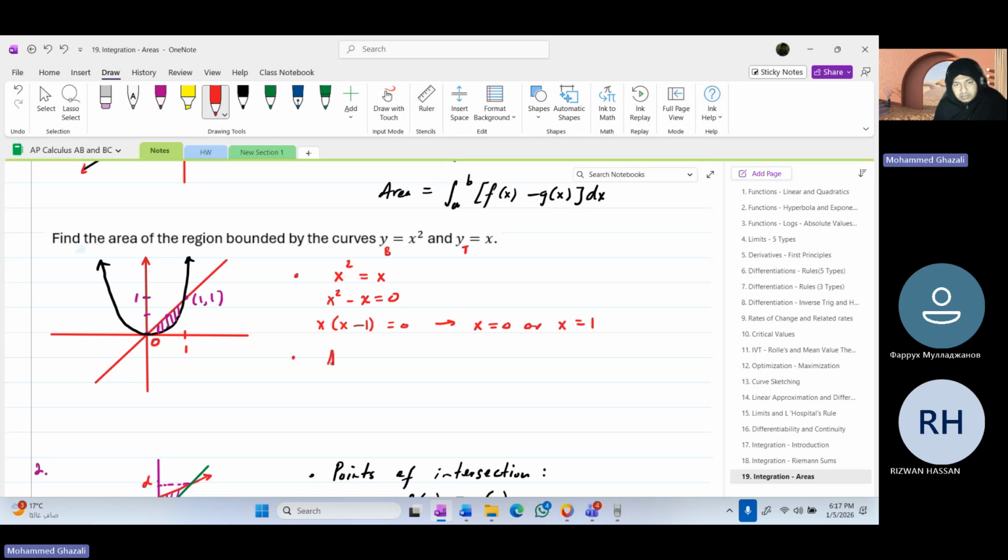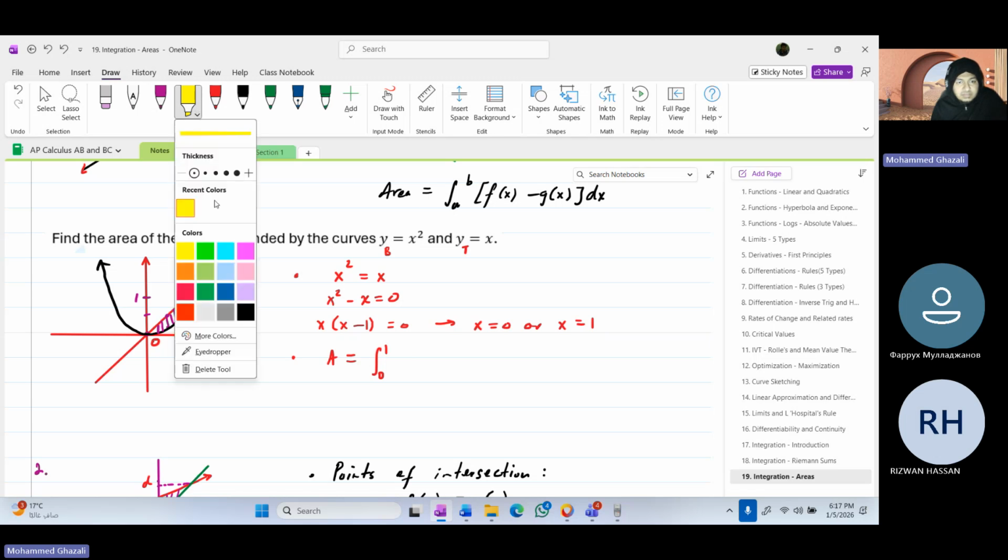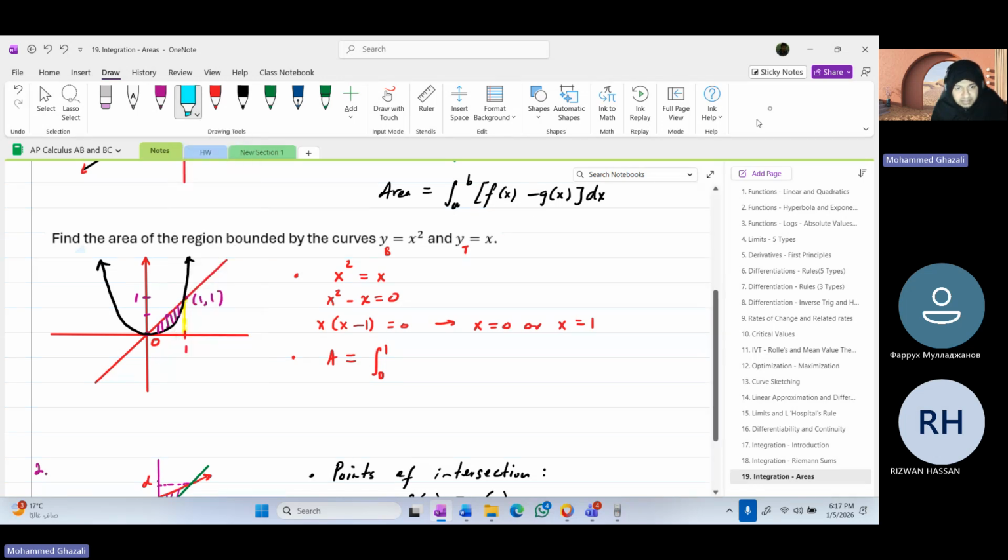So that's my a, that's my b value. And now to set up the integral, just say area is equal to the integral from 0 to 1 of top minus bottom. Top function, what does the top function mean? I'm taking the area under the curve of the red line, which is the area of the triangle, and I'm taking the area under the curve of the quadratic function, which is this bottom piece here. Area of the triangle minus this bottom piece. Obviously, if I take the area of the triangle minus this bottom piece, I will get the area bounded. So that's why we say top minus bottom.